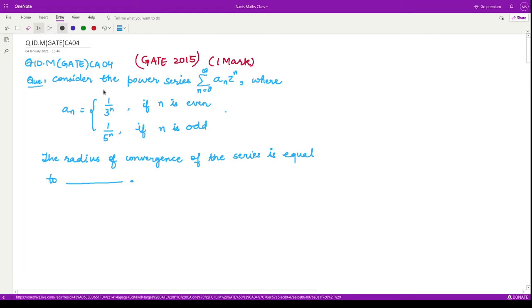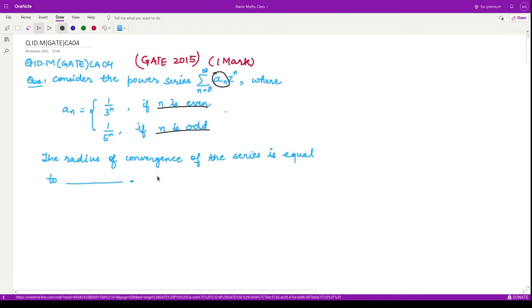This question says, we are given the power series of the form summation n varying from 0 to infinity a_n z^n, where a_n is defined to be a piecewise sequence: when n is even we have 1/3^n, and when n is odd it is 1/5^n. So they are asking what is the radius of convergence of this particular power series. This is a numerical type of question where you have to input some digits, and no options are given to you.